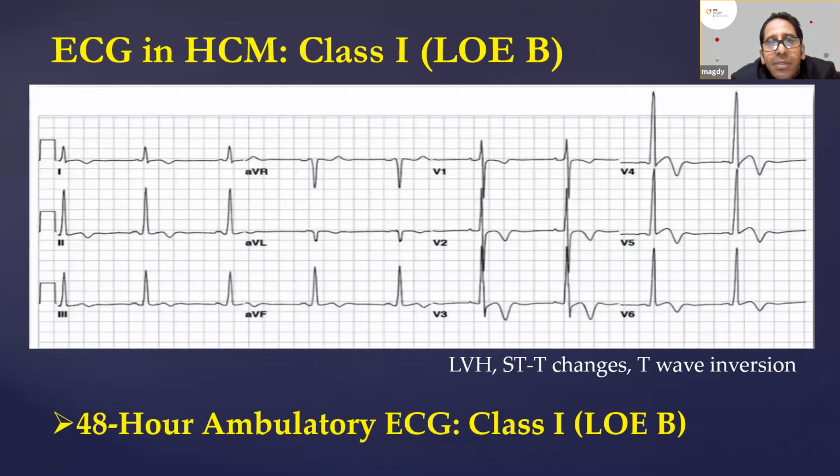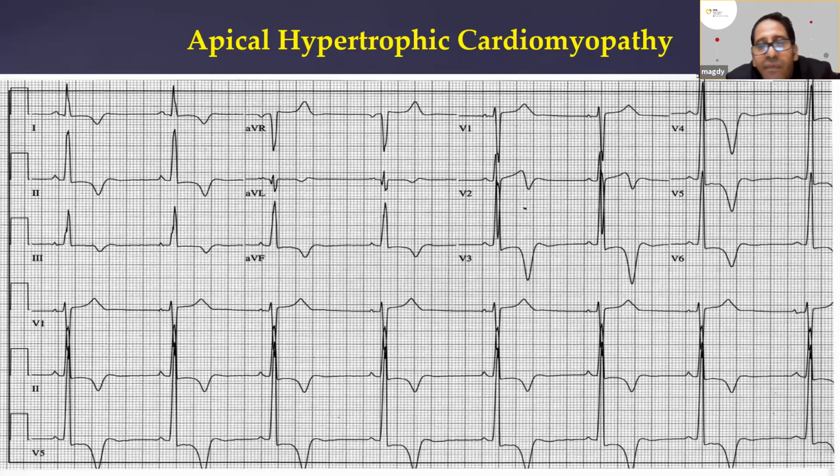Electrocardiogram is considered a class 1 level of evidence P recommendation, and in ECG we can see LVH, ST-T changes, T-wave abnormalities, inverted T-waves. Extended 48-hour Holter ambulatory ECG monitoring is class 1 level of evidence P to identify the presence or absence of ventricular arrhythmias, paroxysmal atrial fibrillation, for example. And this is a classic example for patients who have giant negative T-wave inversion in precordial leads, a classic apical hypertrophic cardiomyopathy.